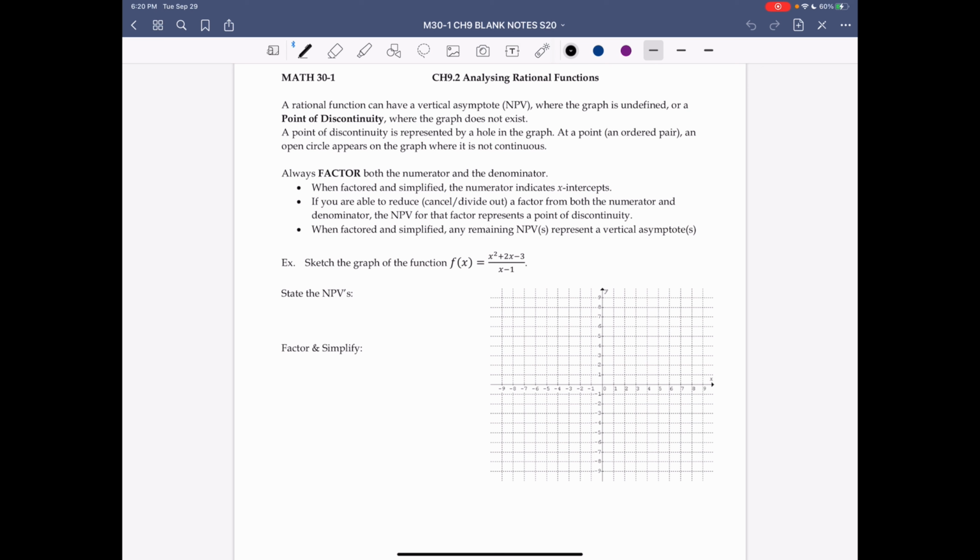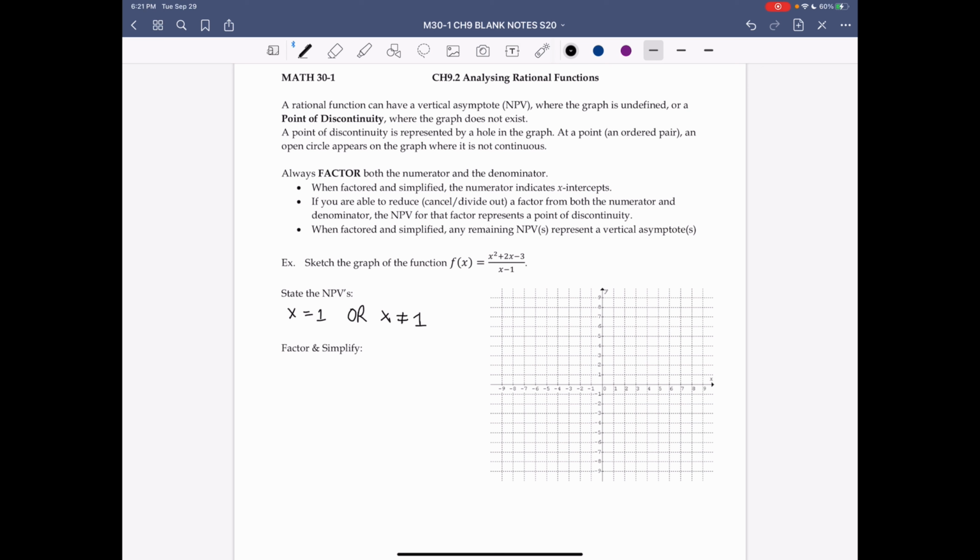Sketch the graph of the function f of x equals x squared plus 2x minus 3 divided by x minus 1. So let's state our NPVs. The bottom is already factored. X minus 1 can't equal 0. When does x minus 1 equal 0? When x is equal to 1. So the NPVs would be x equals 1, or you could write x cannot equal 1. Whichever way you write it, I don't care.